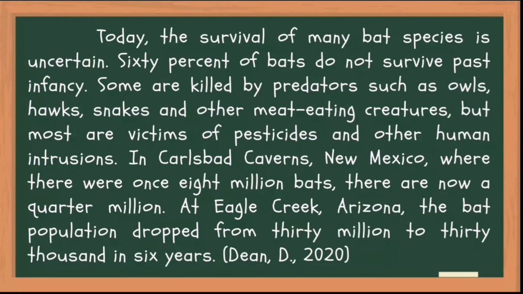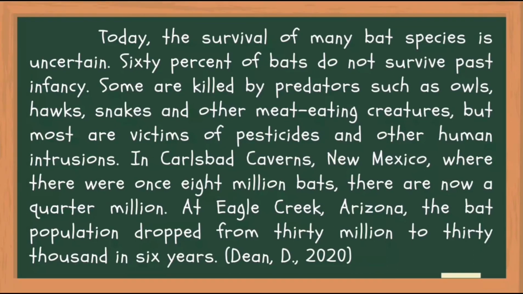Today, the survival of many bat species is uncertain. 60% of bats do not survive past infancy. Some are killed by predators such as owls, hawks, snakes, and other meat eating creatures. But most are victims of pesticides and other human intrusions. In Carlsbad Caverns, New Mexico, where there were once 8 million bats, there are now a quarter million. At Eagle Creek, Arizona, the bat population dropped from 30 million to 30,000 in 6 years.